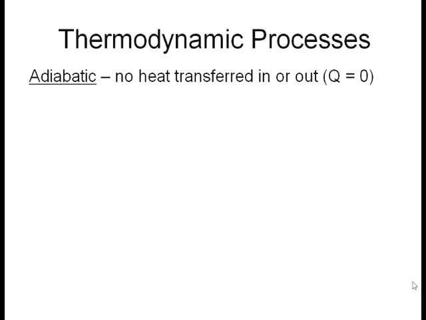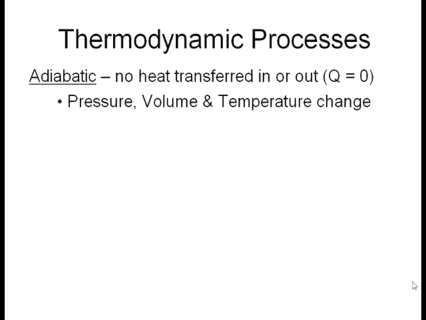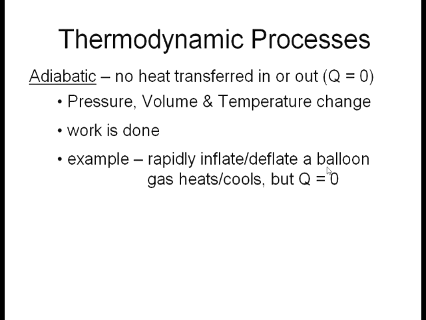An adiabatic process is a process that has no heat transferred in or out during the process. The pressure, the volume, and the temperature all change in this one. Work is done, since your volume is changing, so P times delta V is your work. The example they give is rapidly inflating or deflating a balloon.